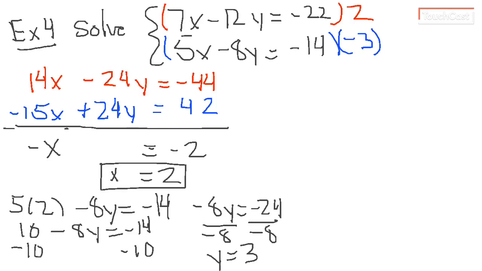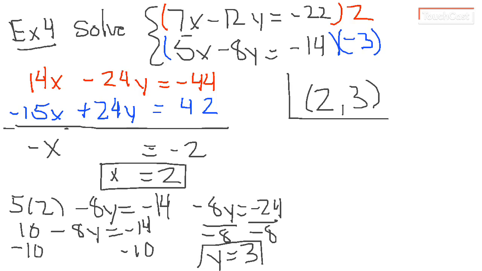So the last thing we need to do, since we found a y and we've got an x, is write our answer as an ordered pair. Our x is 2 and our y is 3. So our answer is the ordered pair 2, 3. That wraps up our lesson on solving systems by this elimination method.